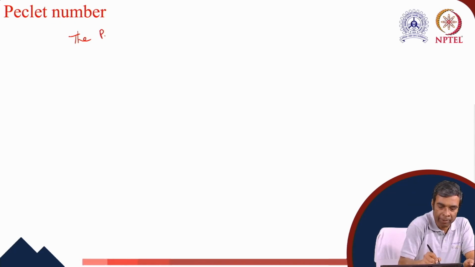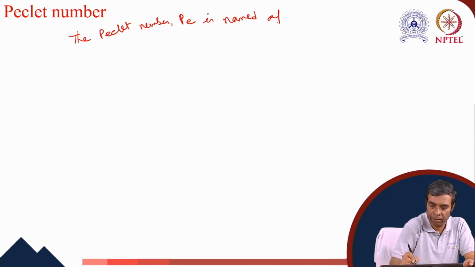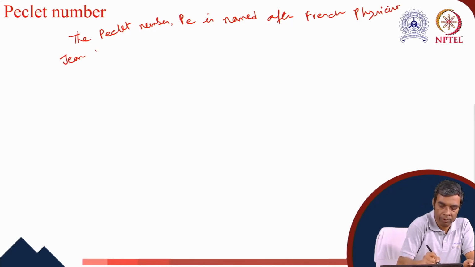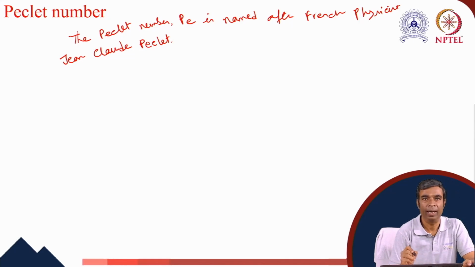The Peclet number, denoted by the symbol Pe, is named after the French physicist Jean-Claude Peclet. The Peclet number is represented as the ratio of strength of convection transport to the strength of the diffusion transport.